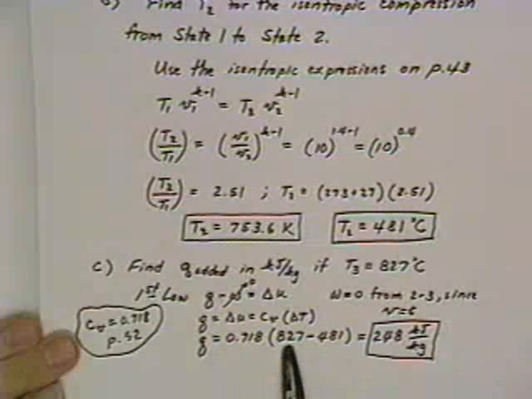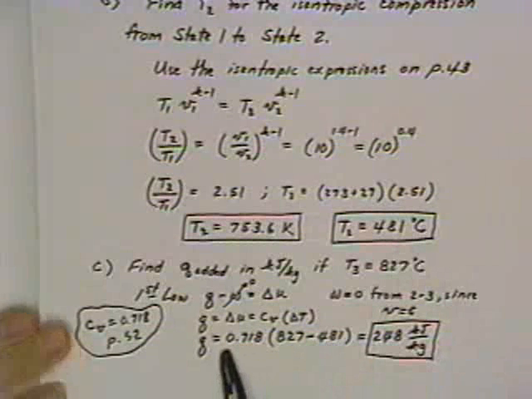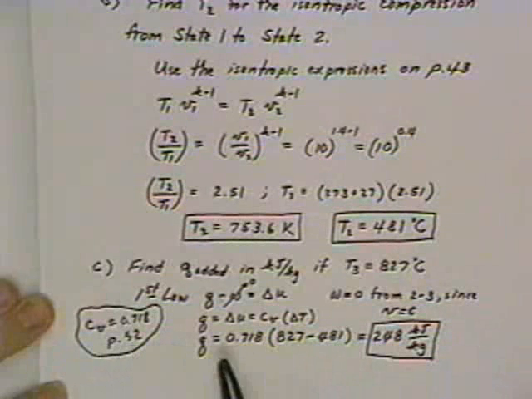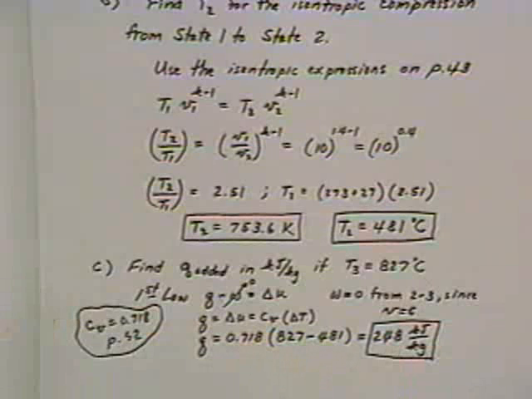We're given a temperature of 827. We're given a temperature, we just solved for a temperature of 481. You look up C sub V for air, it's 0.718 kilojoules per kilogram Kelvin on page 52. So Q then is 0.718 times 827 minus 481, which is 248 kilojoules per kilogram.